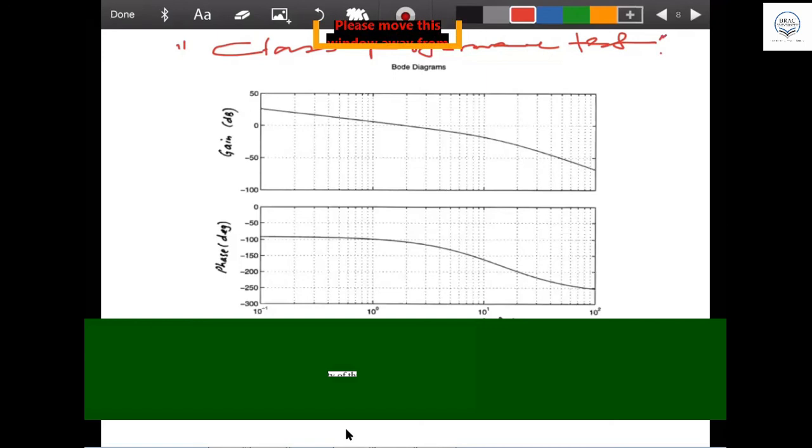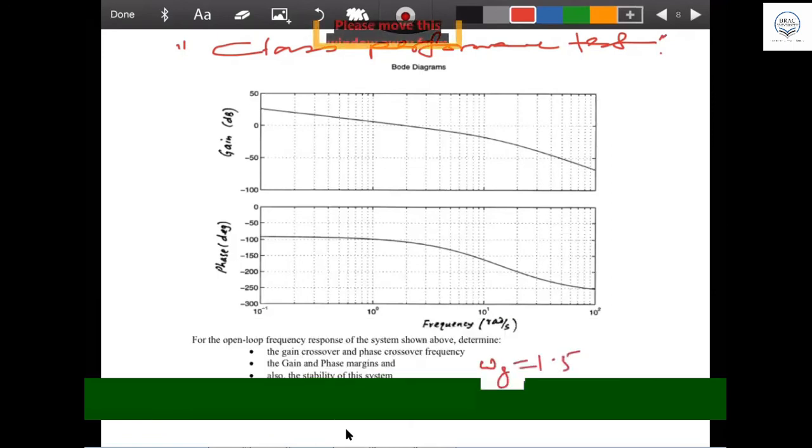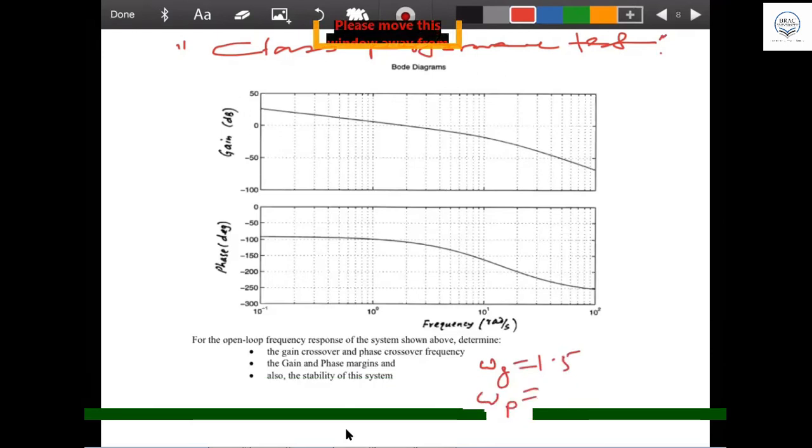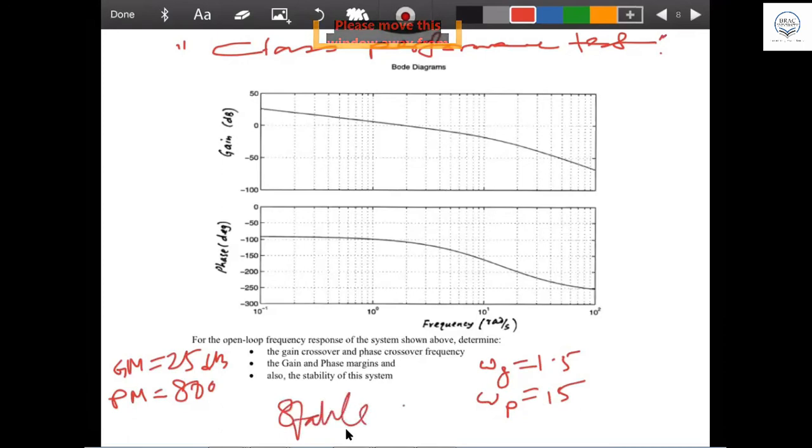Okay, all of you noted down what Patwari had done. Atikur Rahman, can you tell the answer to everybody? Sir, omega G is 1.5. Omega G is what? Gain crossover frequency, 1.5, right? And omega P is what? The value is 15 radian per second. And gain margin? 25 decibel. And the phase margin? 80 degree. System is? Stable. Okay, now let's come back to the point.